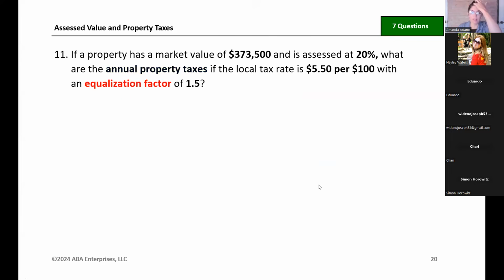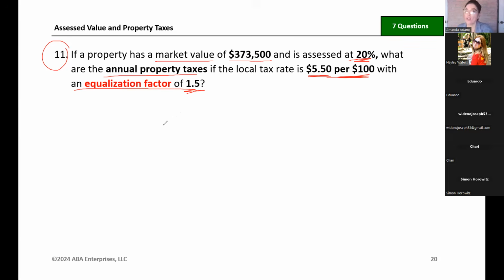All right, now we've got something new we need to add to the mix. Okay, let's see what we got here. Number 11. It says if a property has a market value of $373,500 and is assessed at 20%, what are the annual property taxes if the local tax rate is $5.50 per $100 with an equalization factor of 1.5?